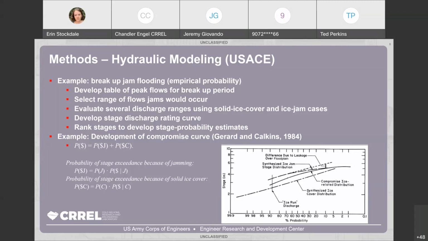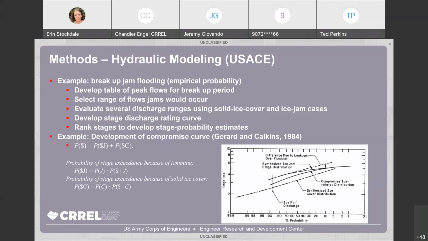The analytical methods, obviously, you could use in this case. So if you wanted to fit some sort of analytical distribution, you could do the same once you have the stage discharge rating developed, and you could determine that through the probability of a certain flow.